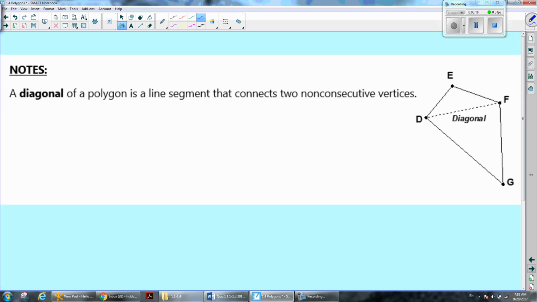Okay, a diagonal of a polygon is a line segment that connects two non-consecutive vertices. So these ones are not right next to each other. So if you look at D, it's right next to E and G. So we want a non-consecutive vertex, F. If we drew in this line here, we'd have a diagonal. If we also connected E to G, since those are non-consecutive, that segment there would be another diagonal.